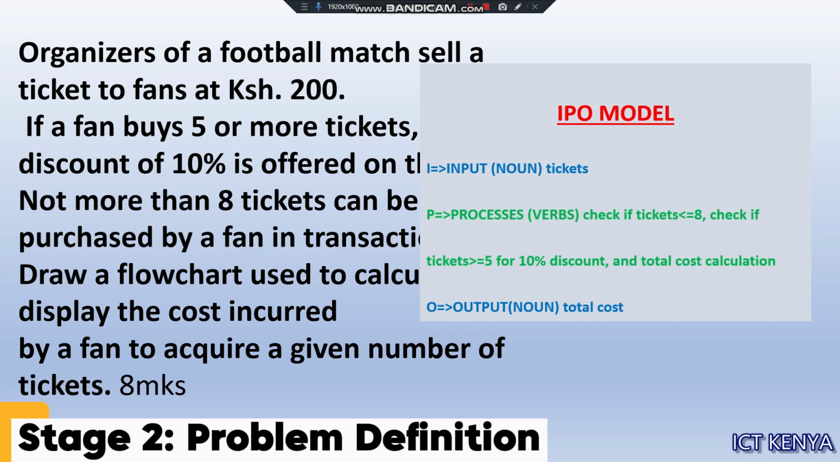This cashier is going to check if you are buying less than or equal to 8 tickets, and also check if you qualify for discount. And then after that, we'll also calculate total cost. Then the last thing is, which information are you going to get out? The cashier will tell you, okay, this is the total amount of money you need to pay. That is output. We have already done step number 2, problem definition. We go to step number 3, where you're supposed to get the 8 marks.